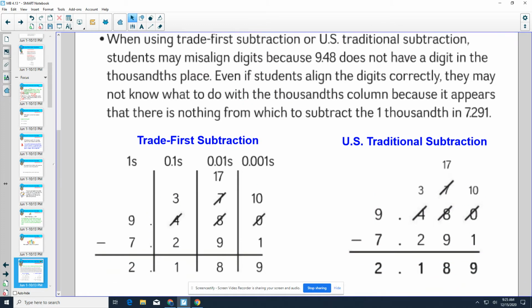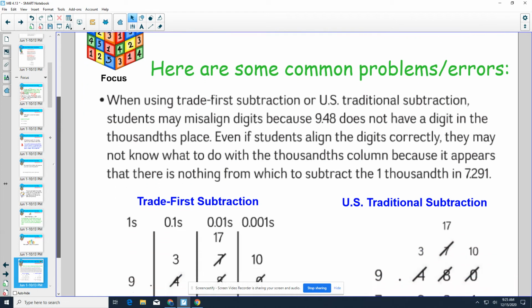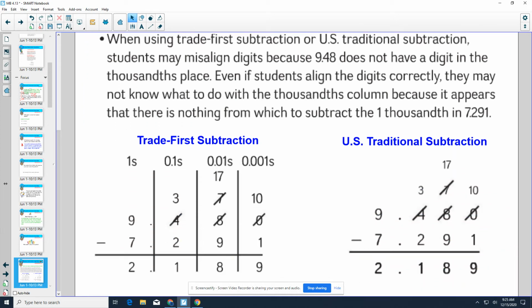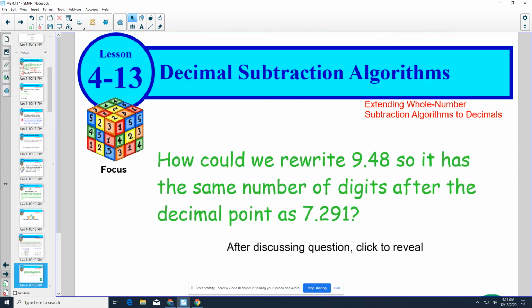Here are some common problems when people are working with the trade first algorithm. You can see they did 9 take away 7, and then they borrow from the 3, and they get 2, and then they get 17, but they forgot to take away from the 17. I'm not sure what they did there. But then you look at U.S. traditional. The big thing is just borrowing. Make sure that you're borrowing and that you are accounting for all the numbers as you trade and you borrow.